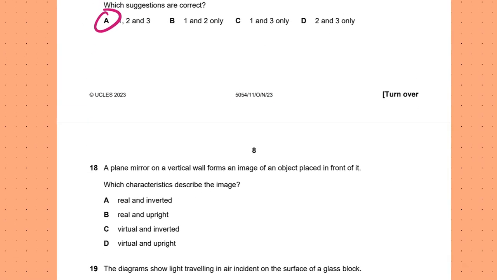19, a plane mirror on a vertical wall forms an image of an object placed in front of it. Which characteristics describe the image? So real, obviously it's not real, it's virtual, and it's upright, it's not inverted, right? When you look at the image, you see your head at the top and not at the bottom, so it's upright.